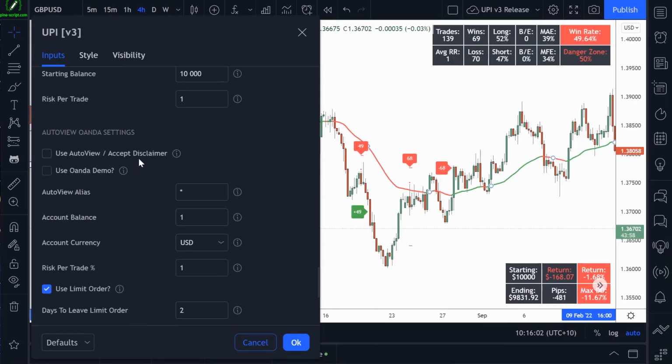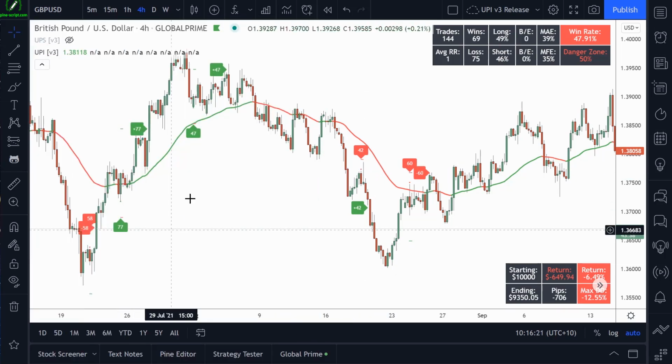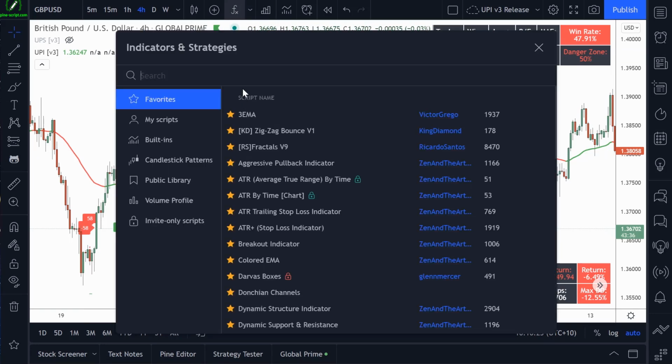If I come back down to it and I turn it on, keep an eye on our stop loss pips when I turn this on. Notice that it shrinks a little bit. Turn it off, our stop loss widens a bit. Turn it back on, shrinks a bit. So the purpose of this EAP stop loss algorithm, I'll open up the source code to where this is calculated.